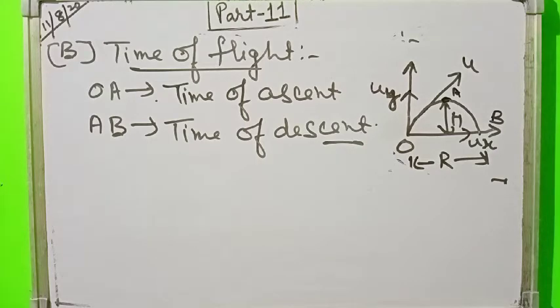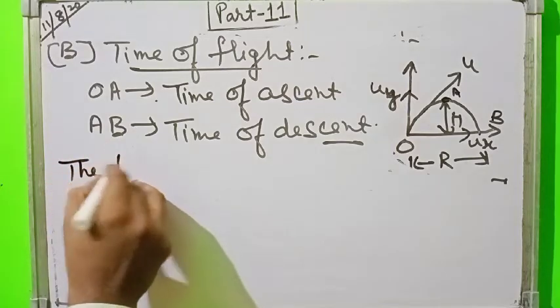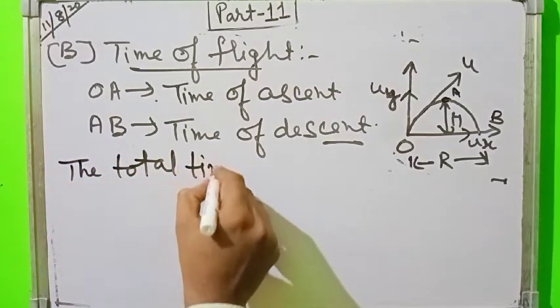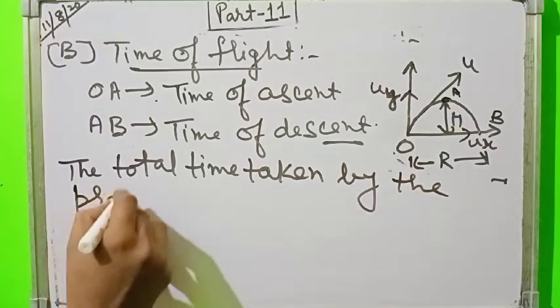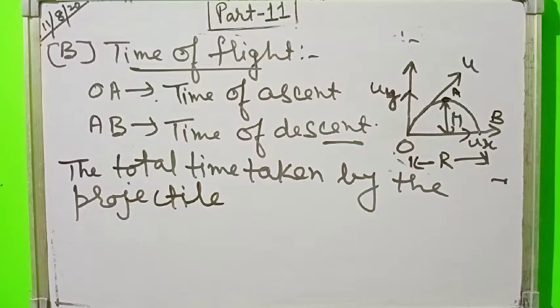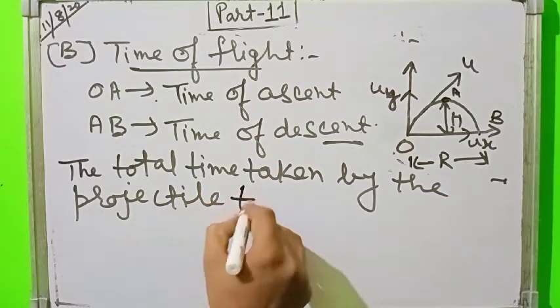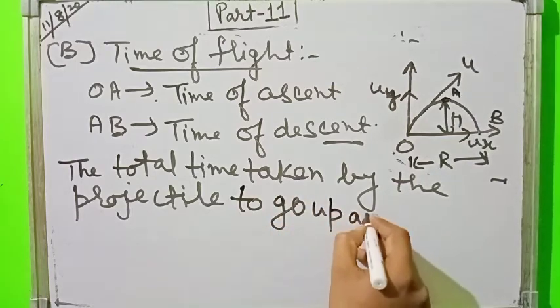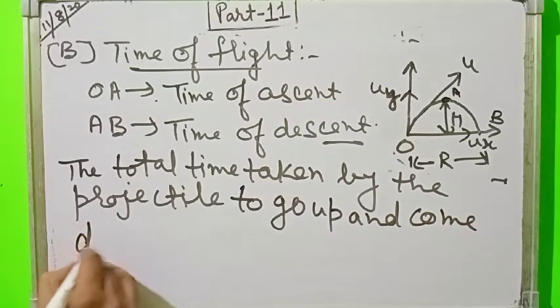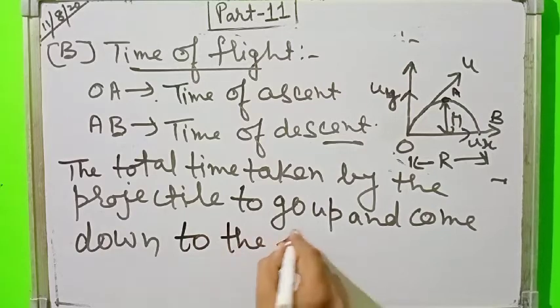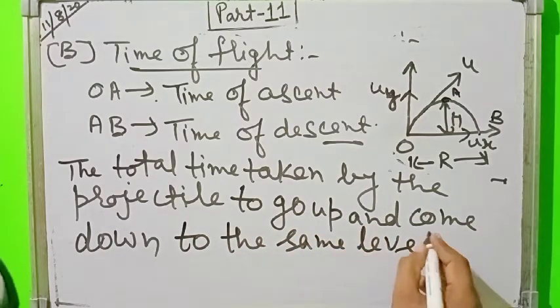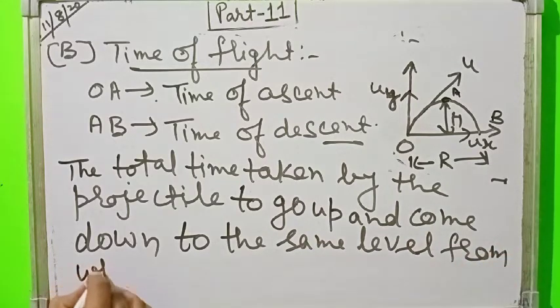So time of flight can be defined as the total time taken by the projectile to go up and come down to the same level from where it was projected.